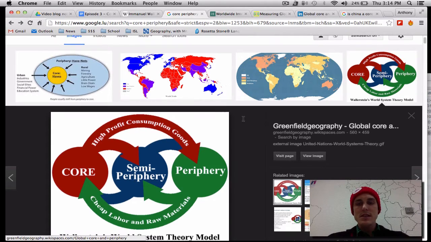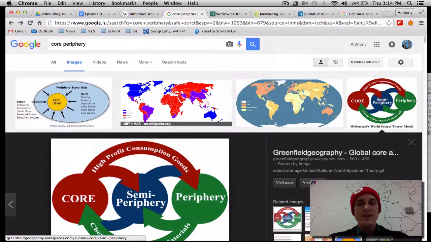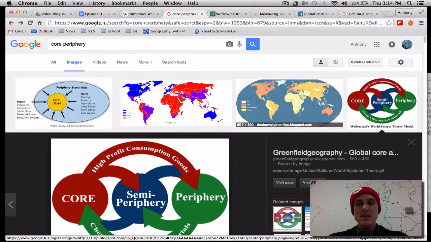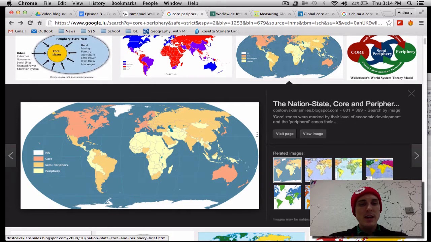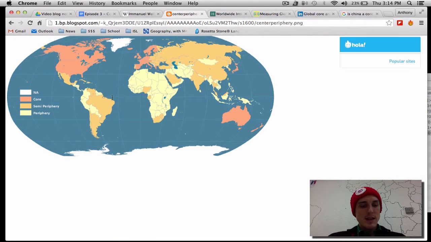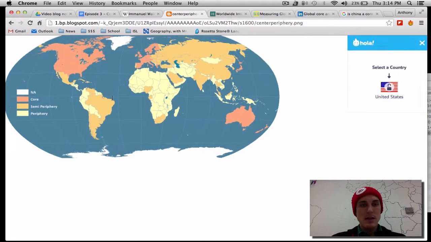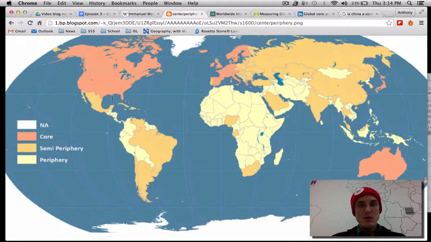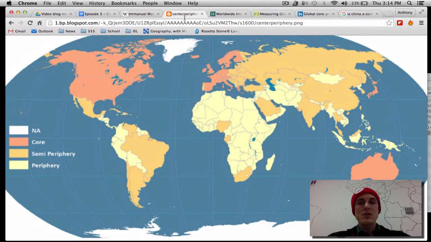You can figure these things out on your own. They're not too difficult to understand. As far as these graphics, I'm not going to get too much into it. A helpful map is one like this, though, that shows the spatial representation of the global core and periphery. You'll notice that the correlation is that the rich countries tend to be the global core countries and the poorer countries tend to be the peripheral countries.